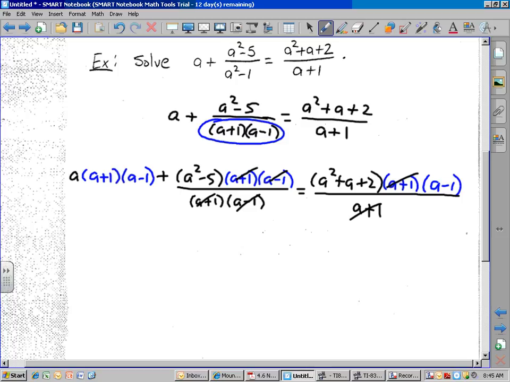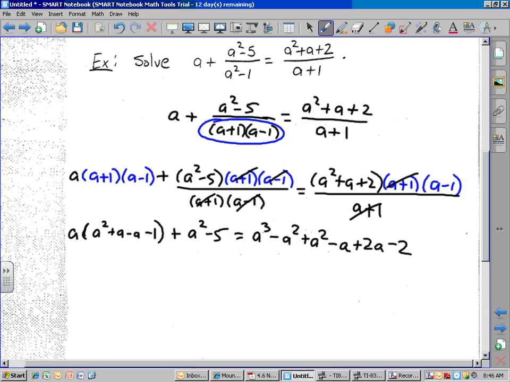I'm going to go ahead and multiply the a plus 1, a minus 1 together because that's a nice little quadratic. A squared minus 1. Okay, all we have left here is a squared minus 5. On the right, we have a squared plus a plus 2 times a minus 1. I'm going to go ahead and FOIL that out. So we have a cubed minus a squared plus a squared minus a plus 2a minus 2. Again, I'm taking the a squared times both of these, the a times both of these, and the 2 times both of those.